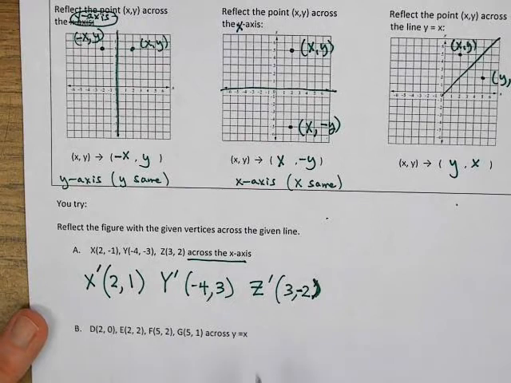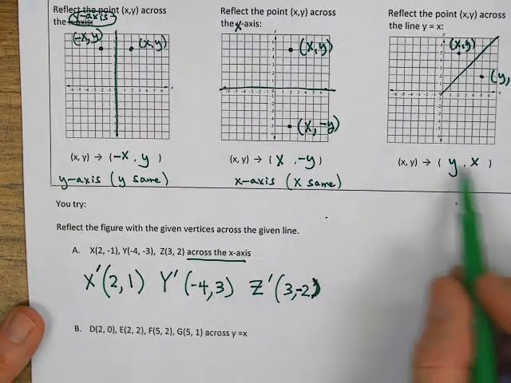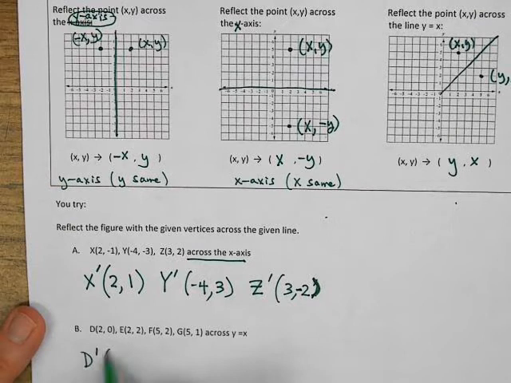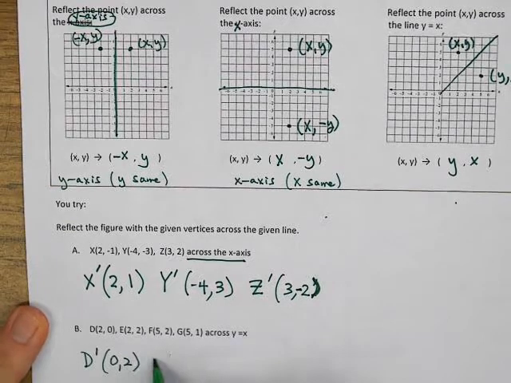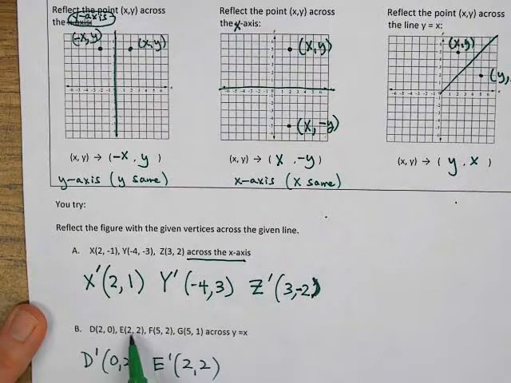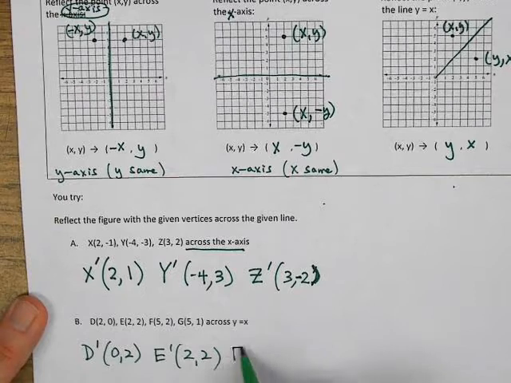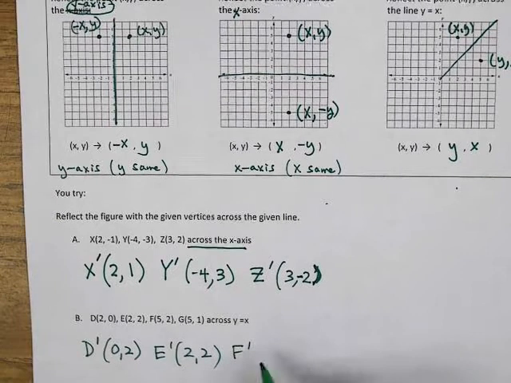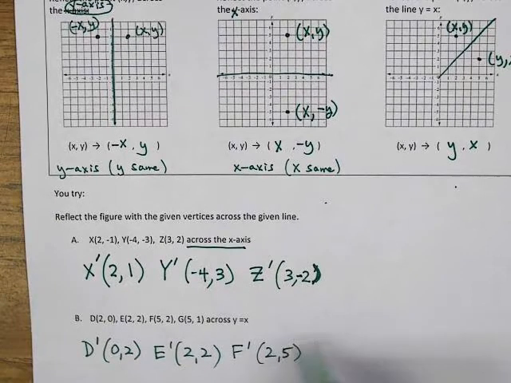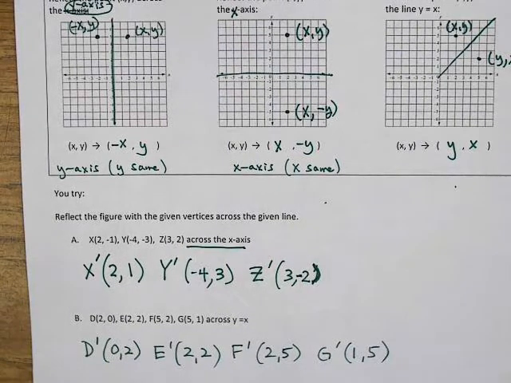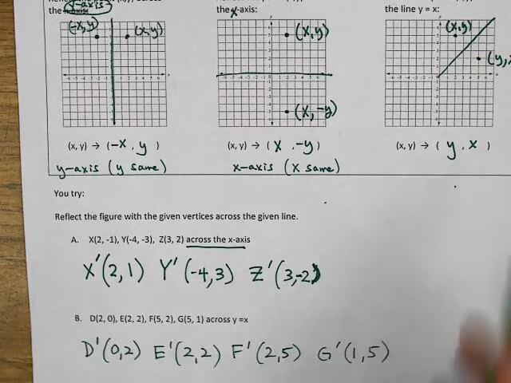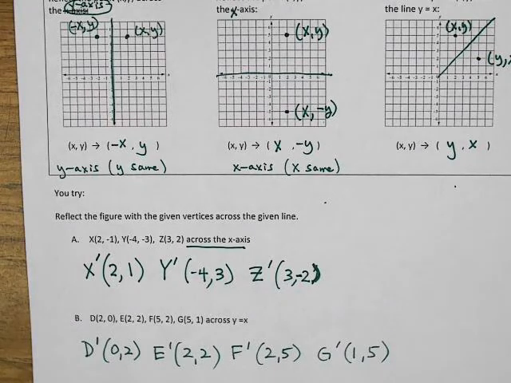So here, if I'm going across the line y equals x, look up at your rules. That just means I switch the positions. So d prime would be 0, 2. E prime, well, it's still going to be 2, 2. It doesn't change because that's actually sitting right on the line y equals x. F prime, if I switch them, would be 2, 5. And G prime would be 1, 5. I'm not changing any signs. I'm just switching positions. All right, that's it for today.